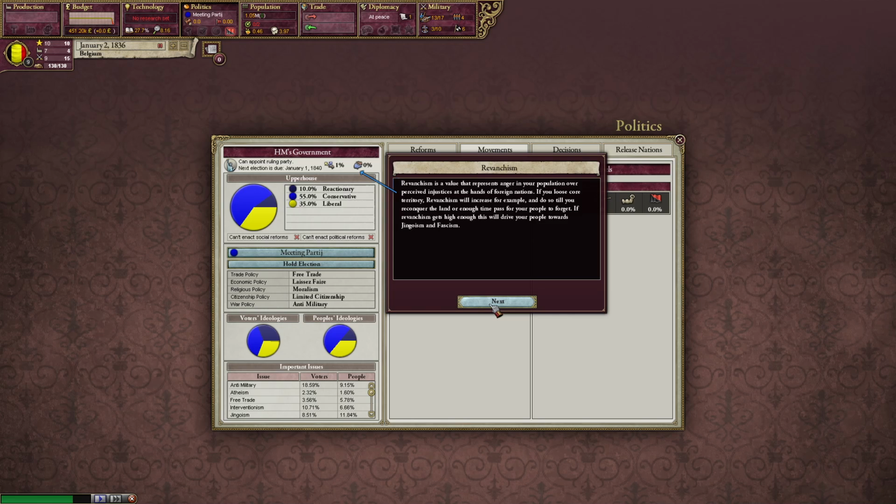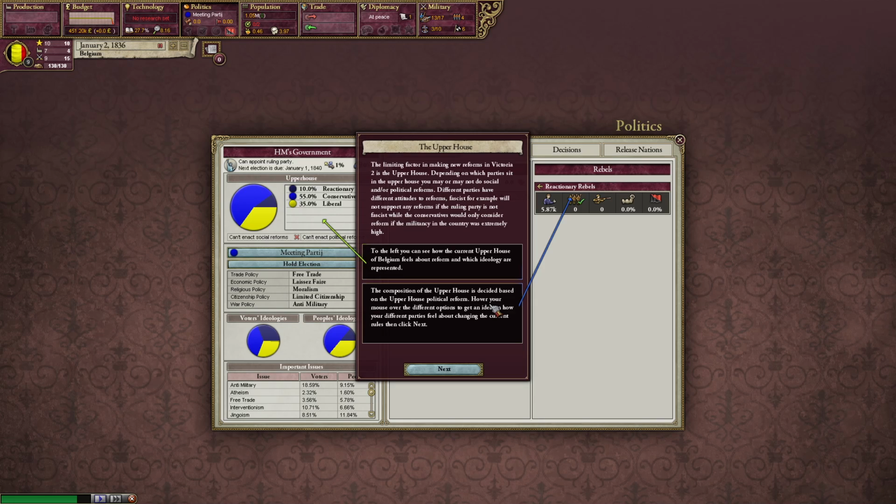Revanchism is a value that represents anger in your population over perceived injustices at the hands of foreign nations. If you lose core territory, revanchism will increase, for example, and do so till you reconquer the land or enough time passes for your people to forget. If revanchism gets high enough, this will drive your people towards jingoism and fascism.